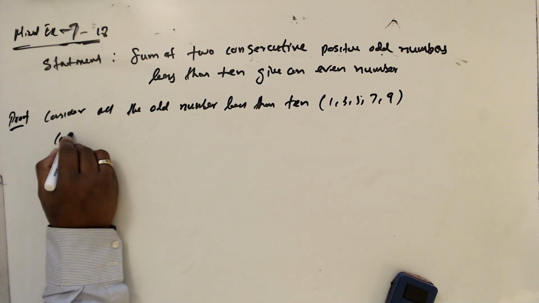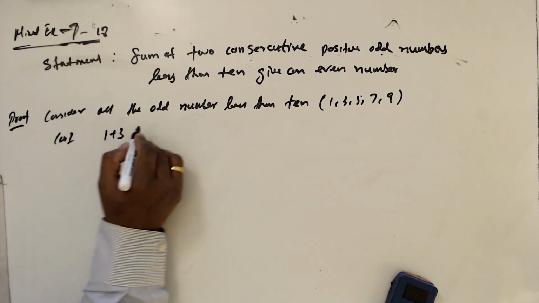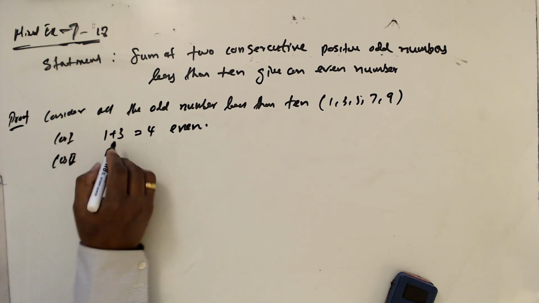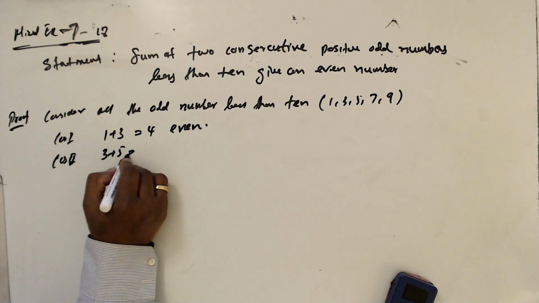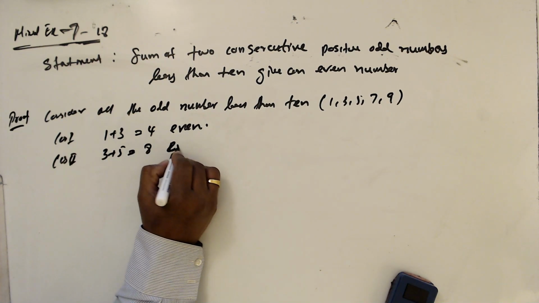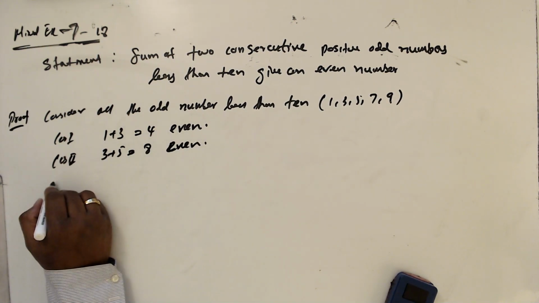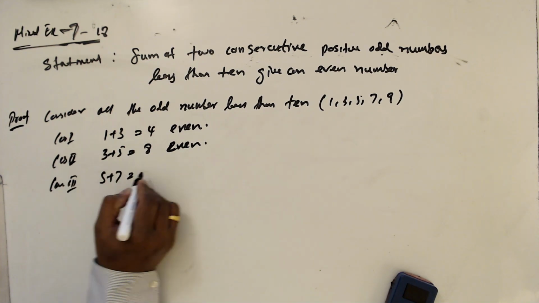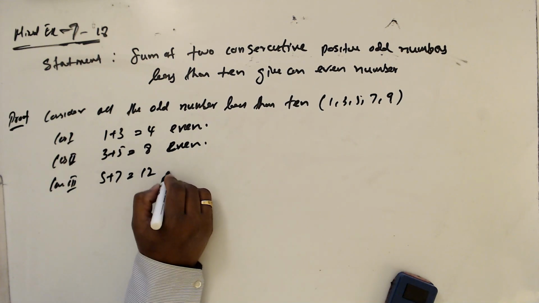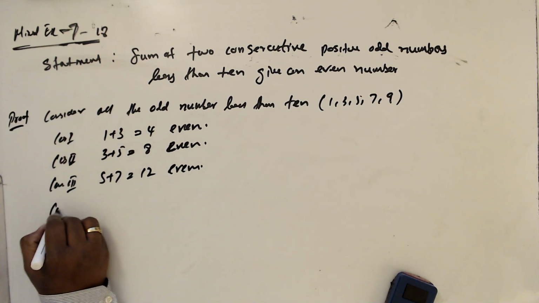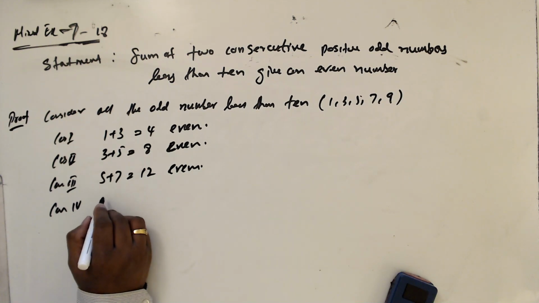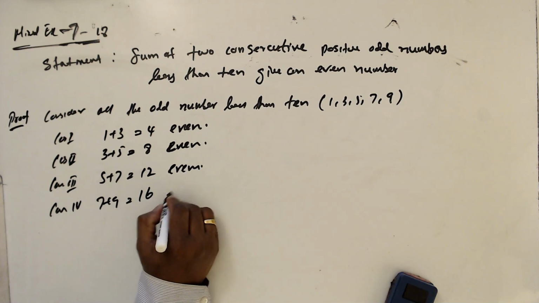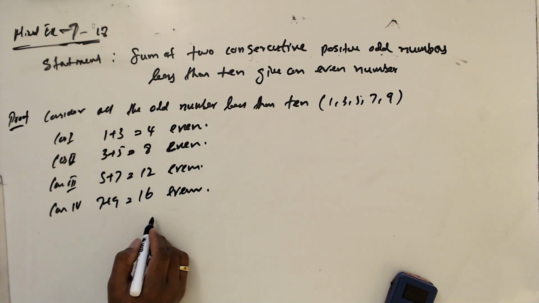Case 1, 1 plus 3 equals 4, even. Case 2, 3 plus 5 is 8, even. Case 3, 5 plus 7 equals 12, even. Case 4, 7 plus 9 equals 16, even.